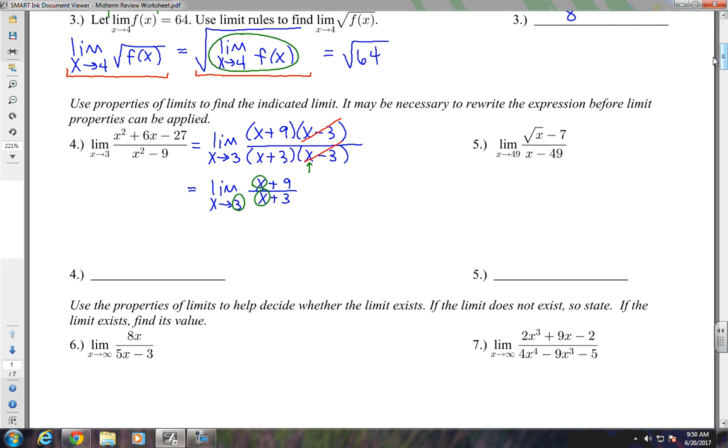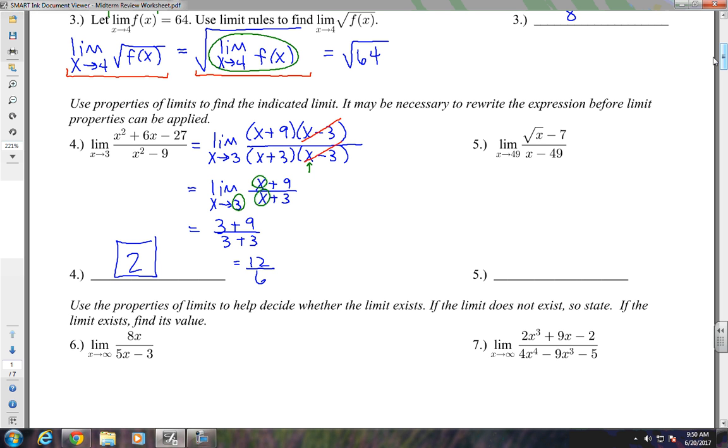Notice when we're actually calculating the limit, we then drop that limit operator, which is sort of a pending operation all along. We have 3 plus 9 over 3 plus 3. 3 plus 9 is 12 in the numerator. 3 plus 3 is 6. When we reduce that fraction, we obtain the correct value of the limit, which is 2.